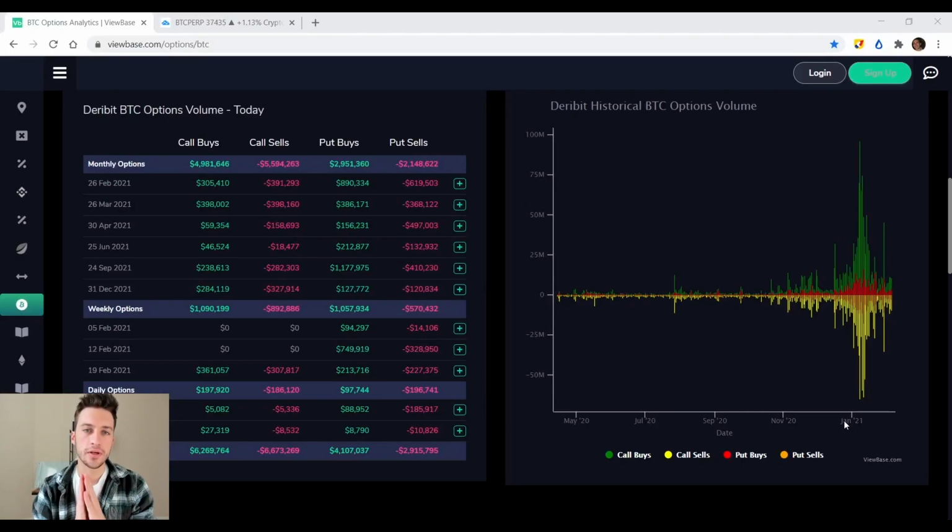Hello traders, in today's video we're going to be looking at the put call ratio again, which is an indicator for Bitcoin sentiment. I am actually pretty shocked at just how well this indicator has worked, but let's not get ahead of ourselves. Let's dive right into the put call ratio.